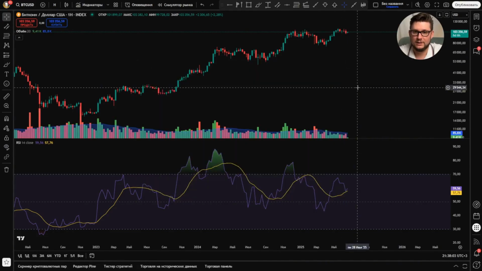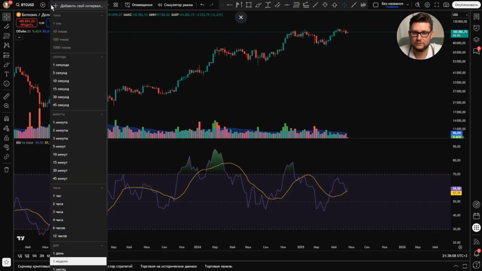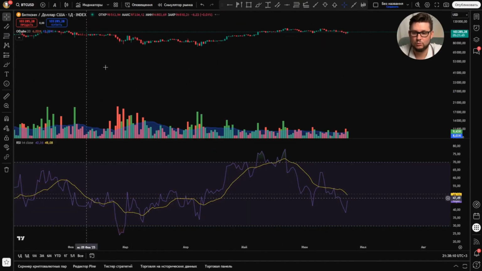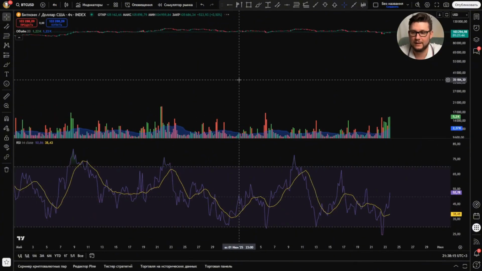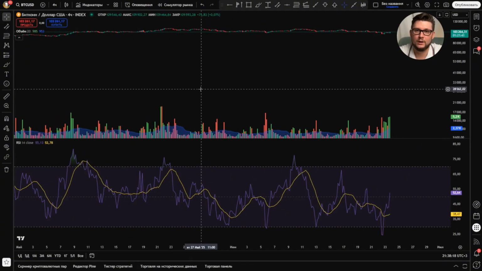Now let's move on to selecting the time frame. In my opinion, it works best on larger time frames. That's 1 week, 1 day, or you can use the 4-hour time frame, but I personally like the 4-hour time frame less. I prefer how it performs on larger time frames.